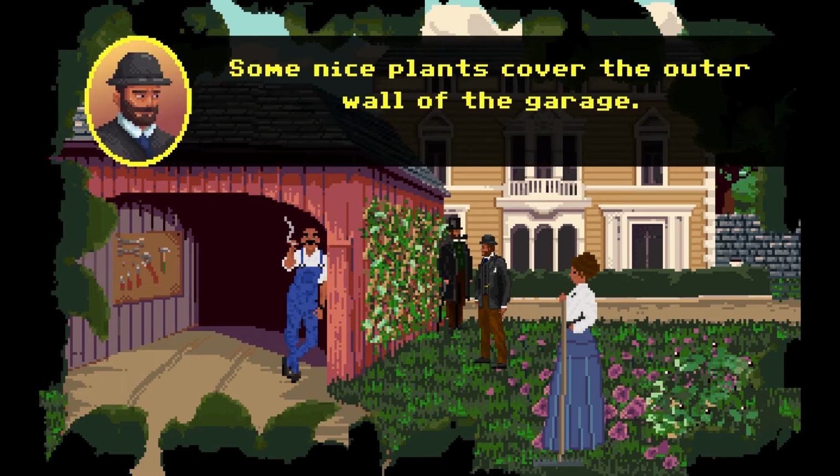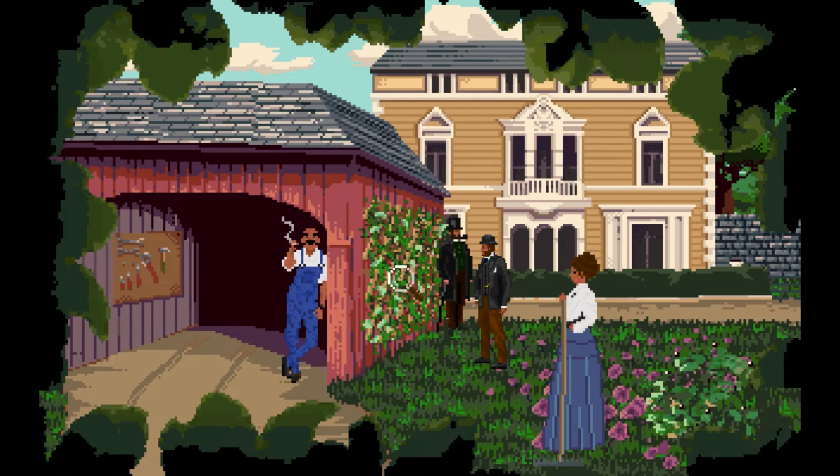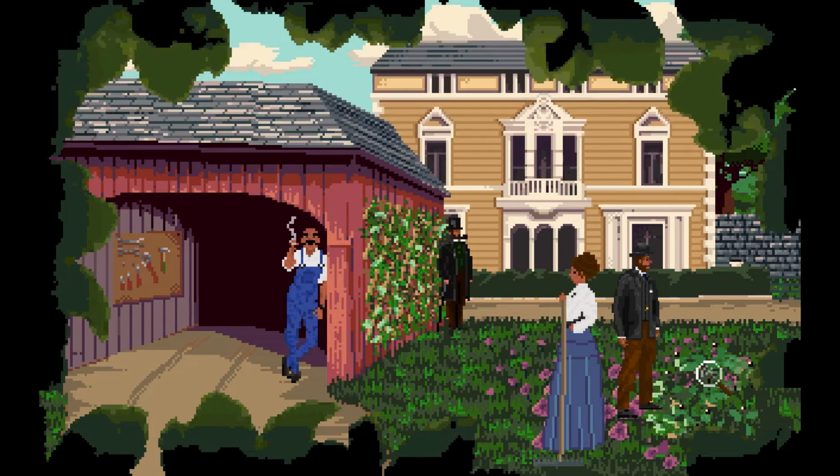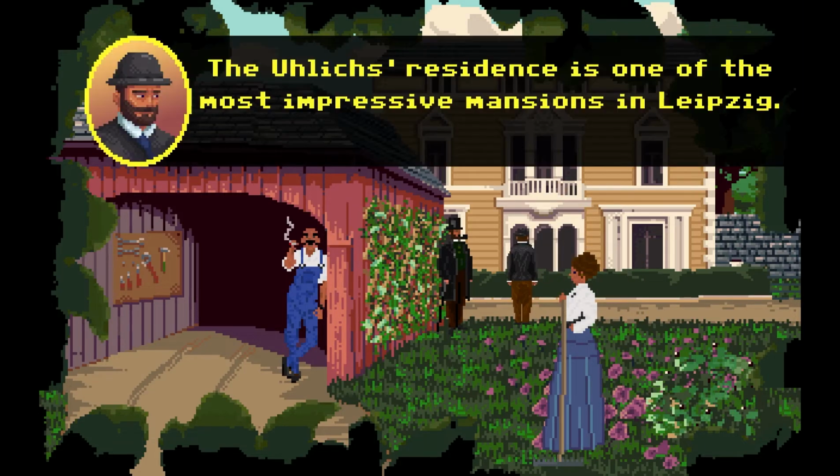Nice plants. Cover the outer wall of the garage. Can I pick a berry? Oh, fast is it? No. But like she's just told us how she tends to the garden. This is her pride and joy. And the one plant she has is a death bush. It's not looking good for her.